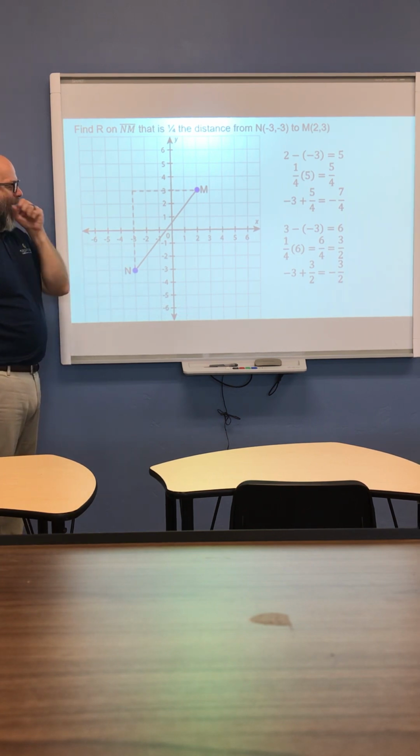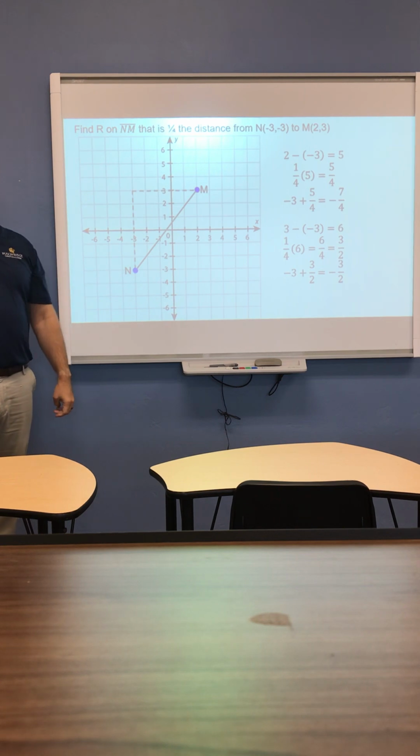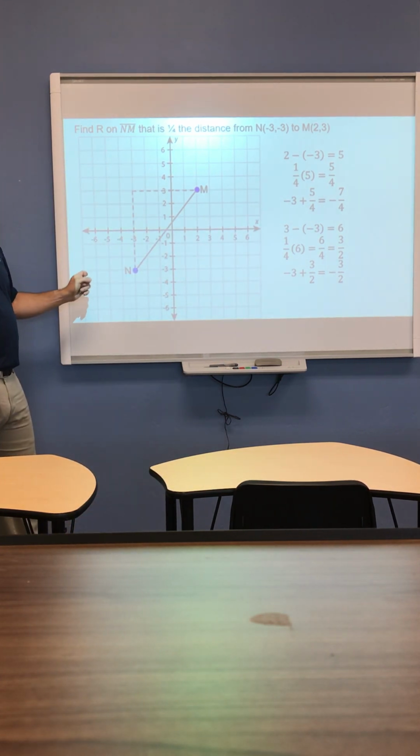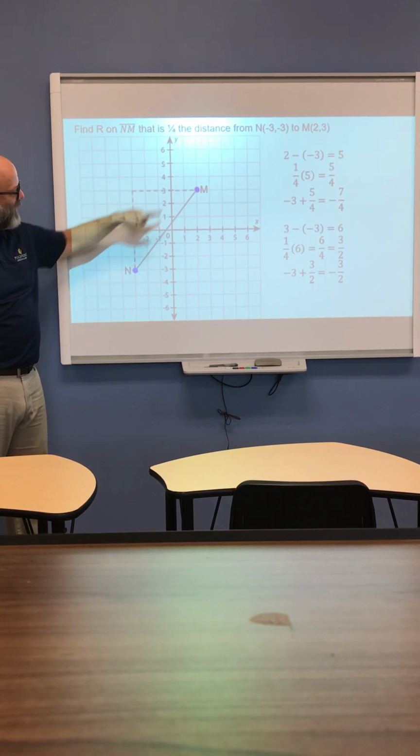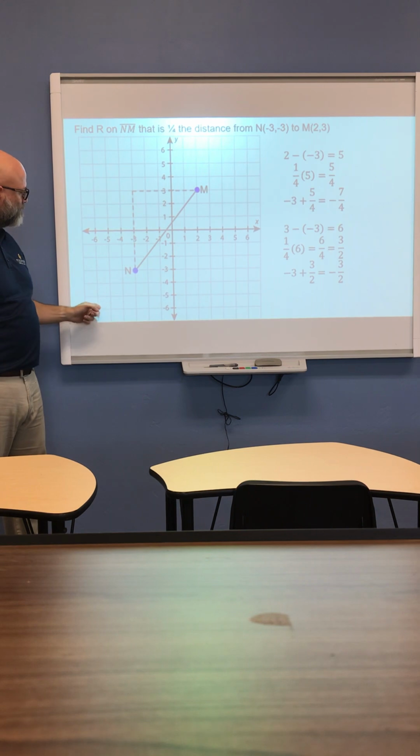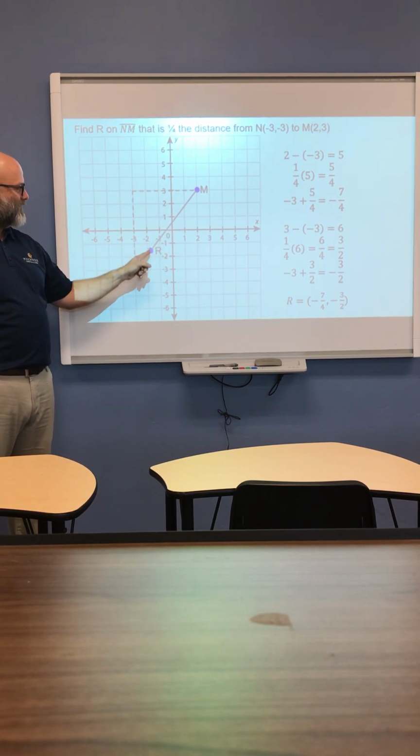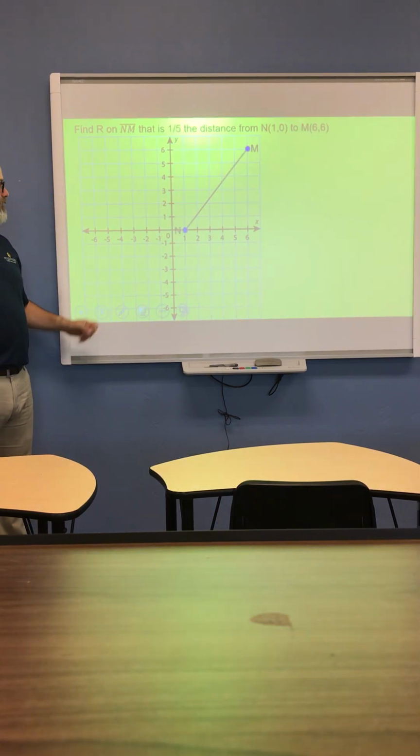All right, so do I have all the information I need? Yeah, absolutely. That's my x-coordinate, that's my y-coordinate of the point R that is 1/4 of the way from N to M. So it's right about here. Let me show you that. -7/4, -3/2 right there. All right, it's a little more difficult. Let's move on.